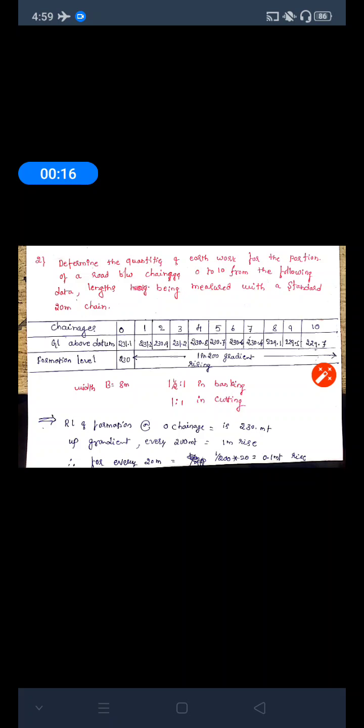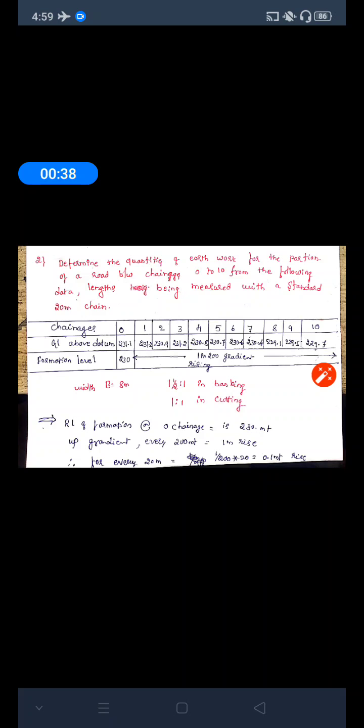So here is given the tabular column, that is chainage 0 to 10 meter, and the ground level is different for 0 to 10. And the formation level he has given at 0 chainage will be 230, and he has mentioned that it is a rising gradient.